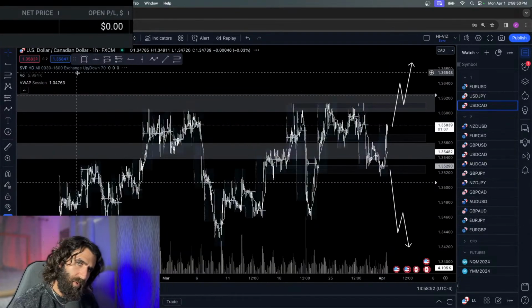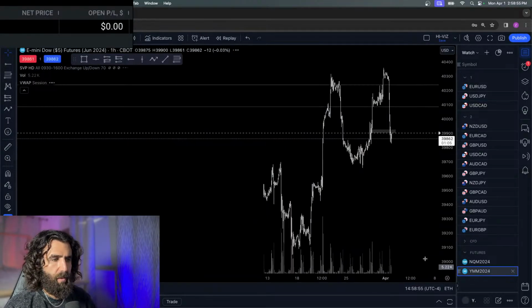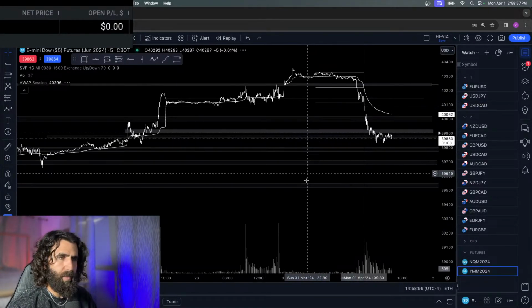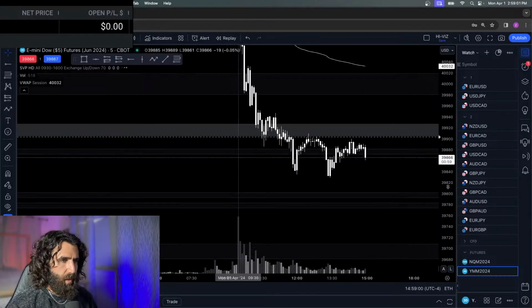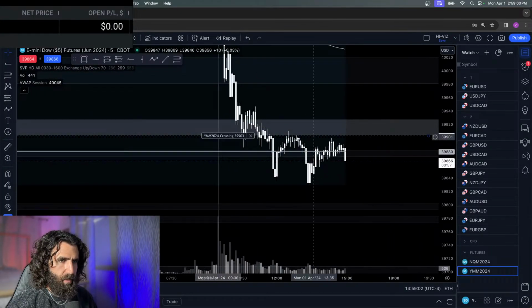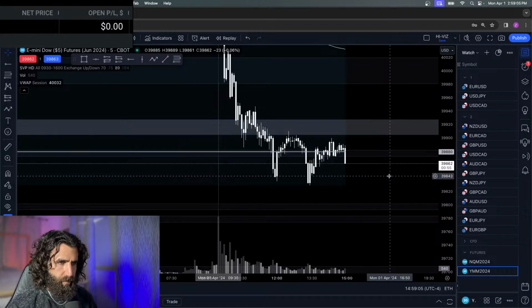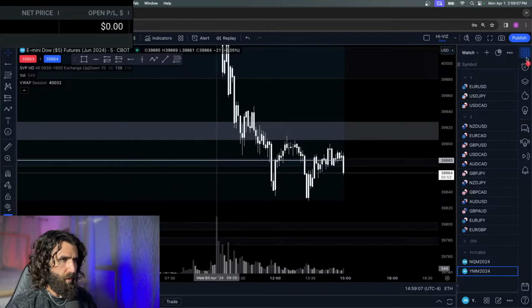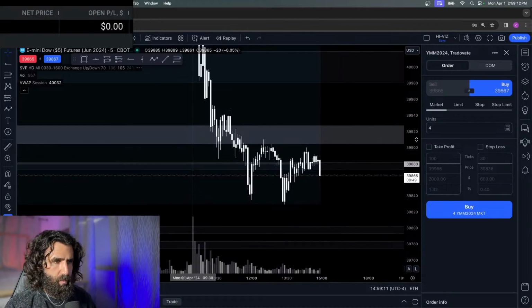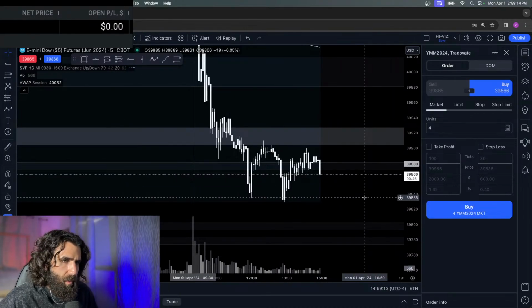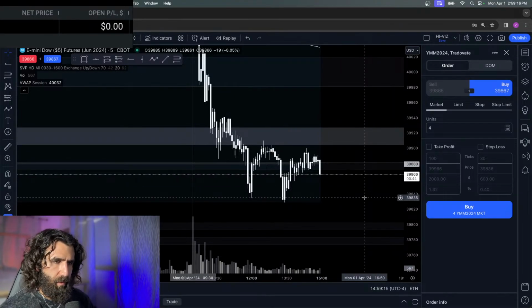It's kind of a similar deal. Let's go back to Dow. We got something happening. I'll come back to USD CAD later. So we got Dow pushing down a bit. Get ready, get my trading tool up here. Trading straight from TradingView with this one.